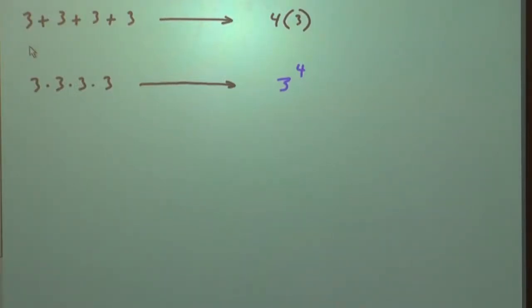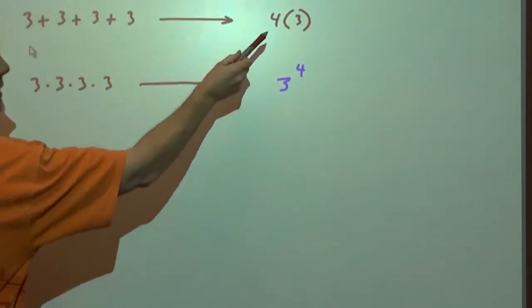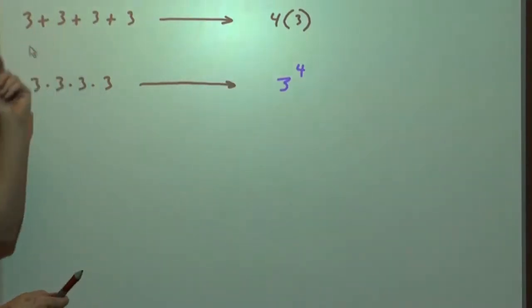A few thousand years ago, somebody was sitting around saying, I'm so tired of carving 3 plus 3 plus 3 plus 3 in the sand, I'm going to invent multiplication. And they did. That's what 4 times 3 means. Multiplication is just addition by the same number simplified.